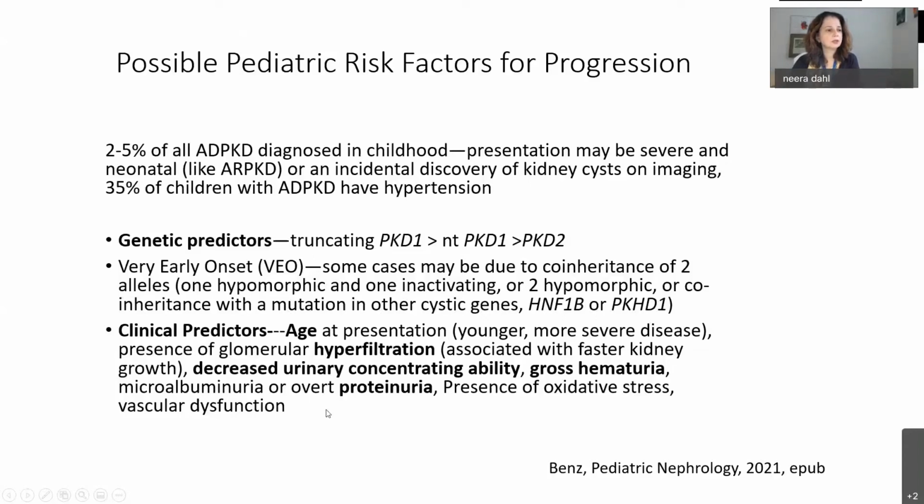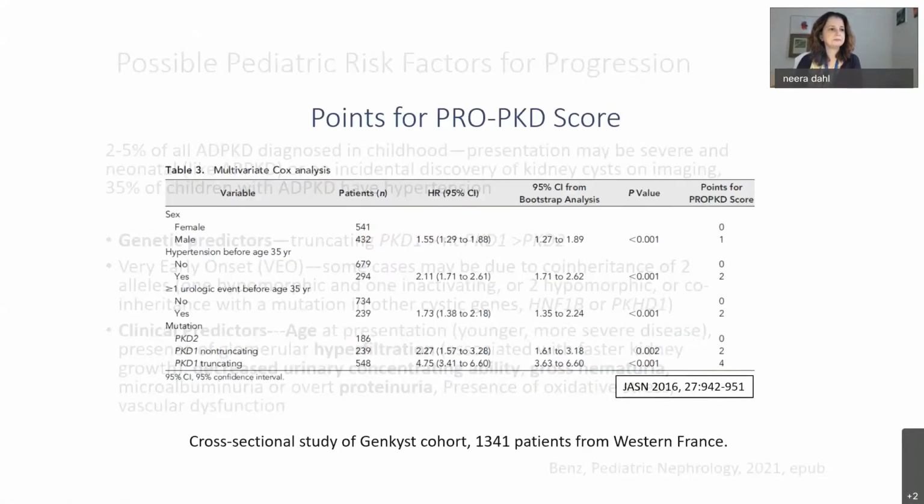The clinical predictors in kids are the age at presentation. So the younger the age of presentation, the more severe the disease. The presence of glomerular hyperfiltration. So hyperfiltration in kids is that early sign that there's progression of disease, a decreased urinary concentrating ability, gross hematuria, microalbuminuria, overt proteinuria, or the presence of oxidative stress or vascular dysfunction.